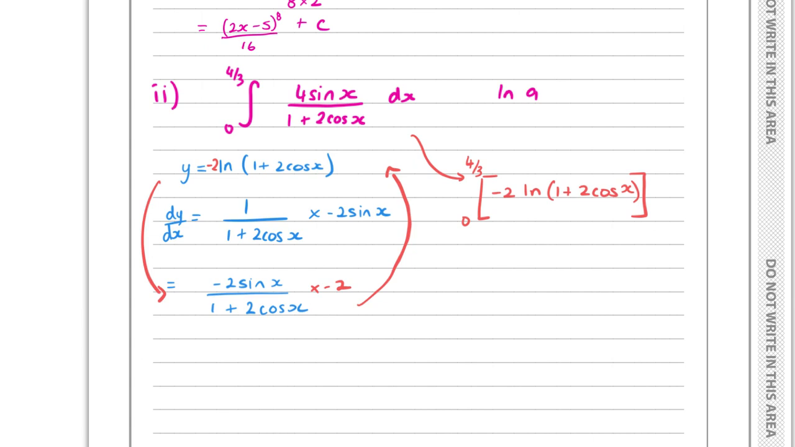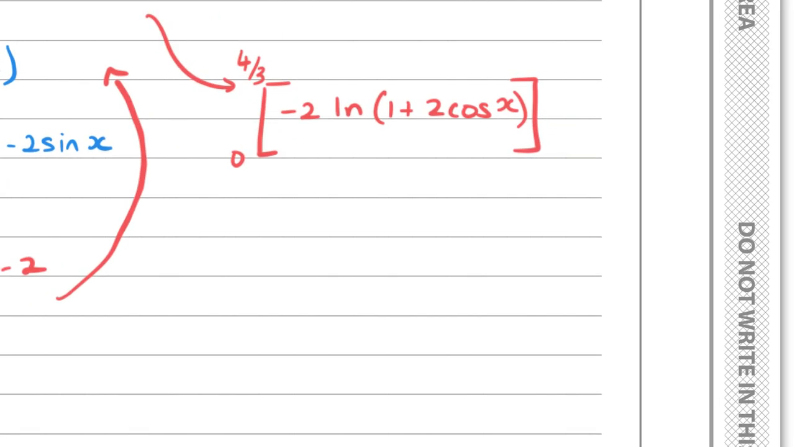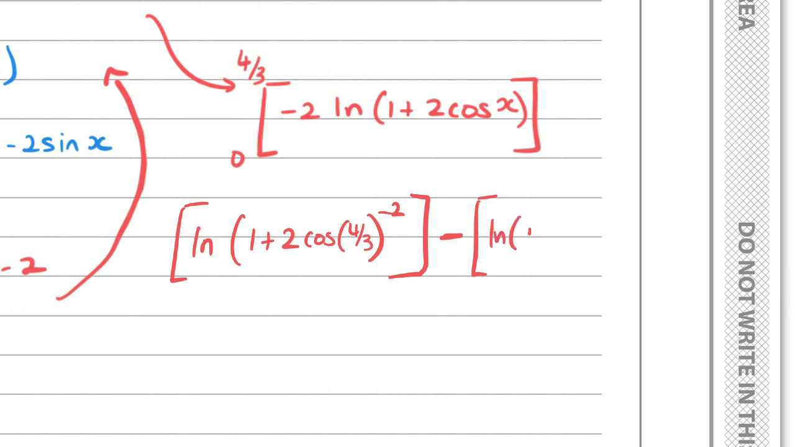So now what we're going to do is some substitution. So let's go ahead and substitute this, and let's see what we get then. Now, if I'm going to substitute in, it wants it in the form of ln. So this ln I'm just going to keep here. I'm going to have ln of 1 plus 2 cos of 4 over 3, all to the power of negative 2, because we know using the log laws we can do that, minus ln of 1 plus 2 cos of 0 to the power of negative 2.